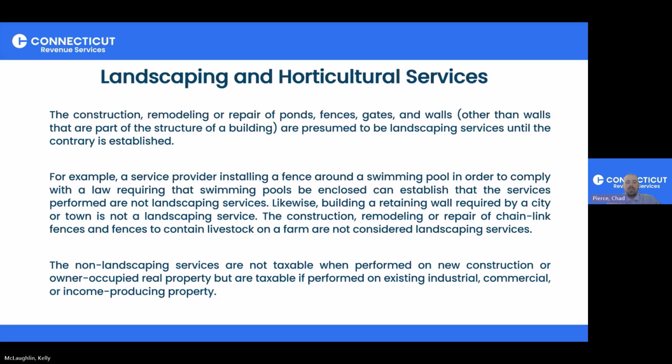Another example is the construction, remodeling, or repair of chain link fences and fences to contain livestock on a farm are not considered landscaping services. The non-landscaping services are not taxable when performed on new construction or owner-occupied real property, but they are taxable if performed on existing industrial, commercial, or income-producing property.